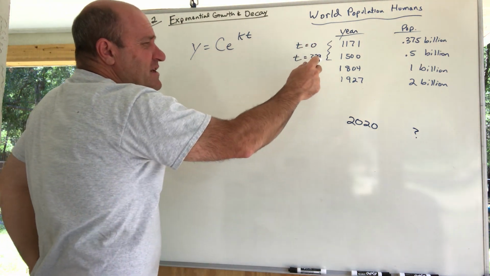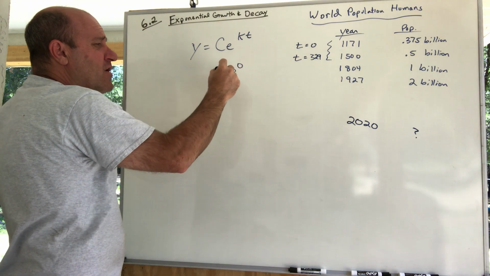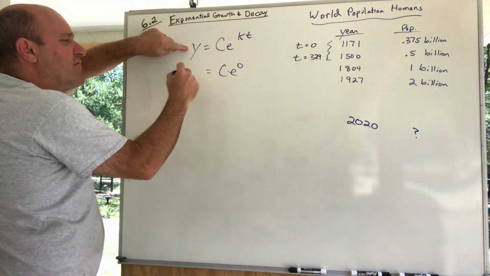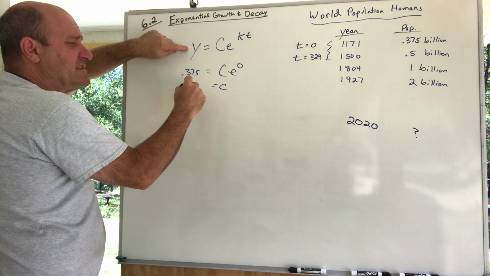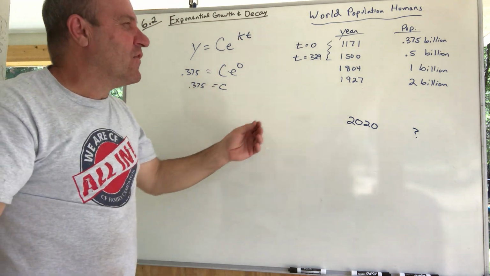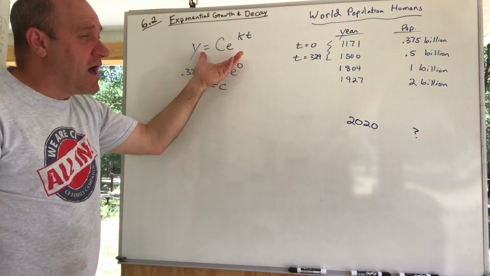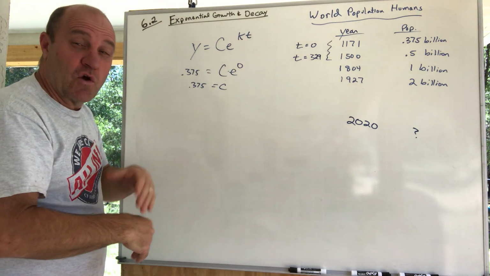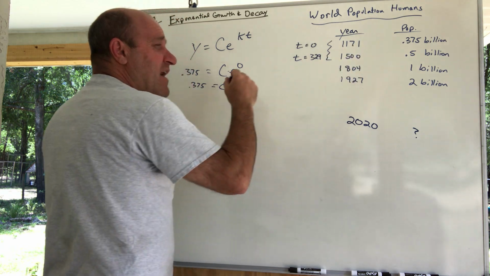If I use these two pieces of data, here I go. If I plug in t equals 0, that's e to the 0, there's c, and y is the 0.375 billion people. So I just discovered c is 0.375. Whatever corresponds to t equals 0 is the c in this model. That c is the initial amount. That piece of data helped me find c.